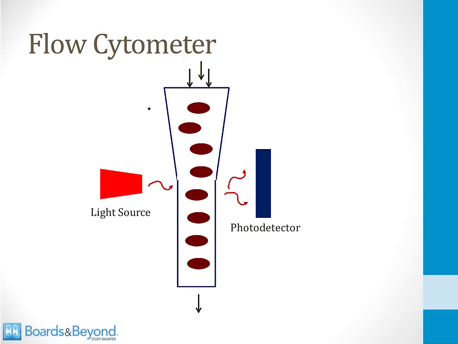Here's a picture you can keep in your mind just to better appreciate this. We have cells flowing in a liquid stream. There is a light source which is bombarding the cells with light. The light is being reflected and the photodetector is picking up the light. And based on the characteristics of the reflected light, the photodetector will characterize the cells.